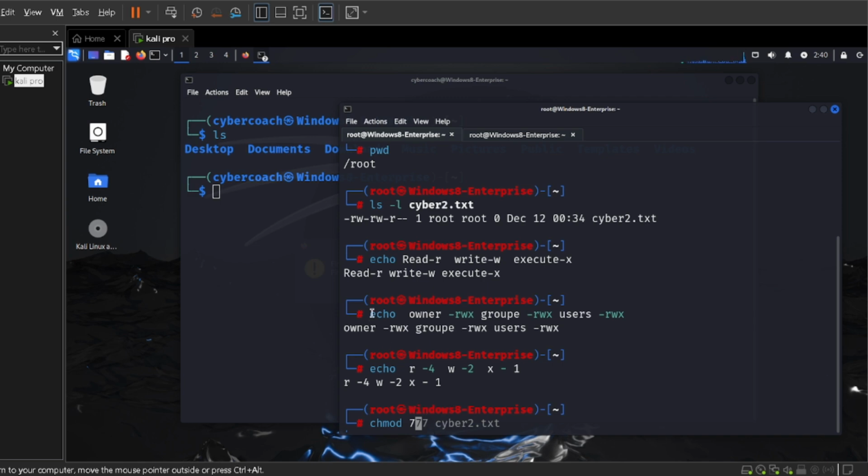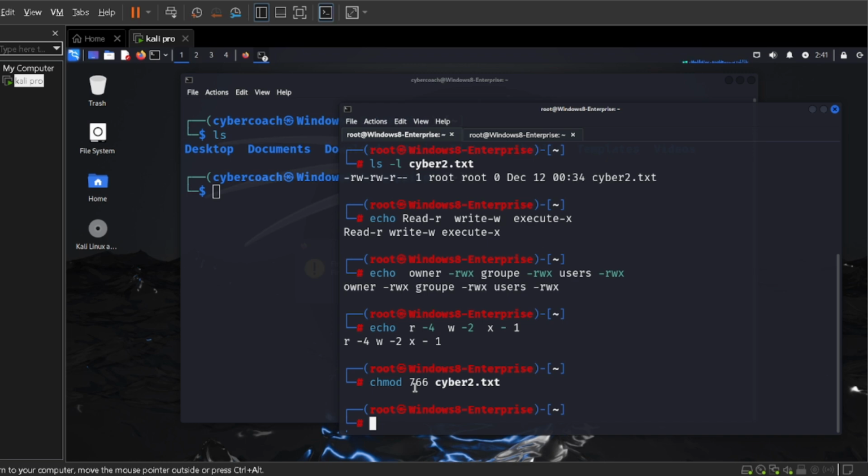Because 4 plus 2 plus 1 equals 7, right? 7 permission. For the group, the same group with the owner, let me say 7 also, like I want them to have the same right as me. Let me say I don't want them to have execute. I just want them to have read and write, 4 plus 2, which is 6. Great, let me put 6. For the others, I want them to have the same, not executing. You can just read and write if you want.